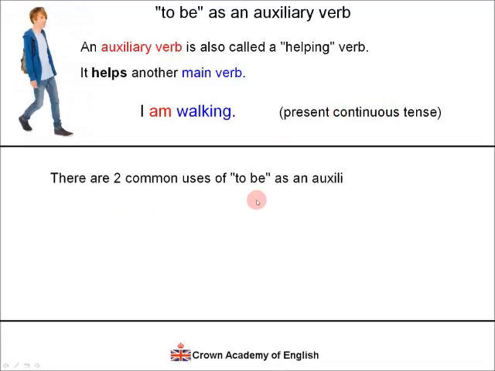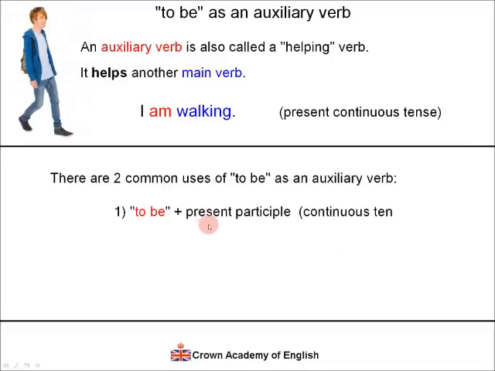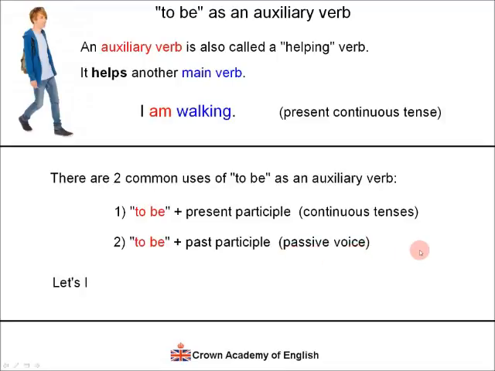And there are two common uses of to be as an auxiliary verb. First one is to be plus the present participle in all of the continuous tenses. This is an example here. But there is another use, and it is to be followed by the past participle. And this gives us the passive voice. So let's look at these uses in a bit more detail.